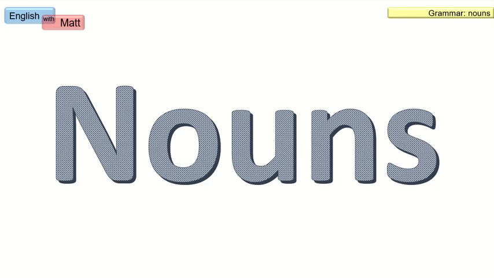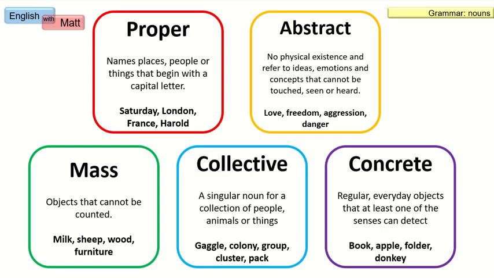This video is all about nouns. And the aim of this video is for you to be able to tell the difference between different types of noun and be able to label the correct noun in some sentences. So it's a relatively simple video. There are several types of noun that exist, but for simplicity, I've decided just to focus for this video on 5 of them: proper, abstract, mass, collective, and concrete.